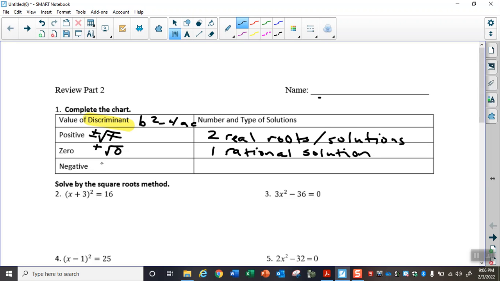And then if it's negative, that means you have plus or minus the square root of a negative number. And so remember, that means you're going to have an i. The square root of -1 equals i. So that means you're going to have 2 imaginary solutions.